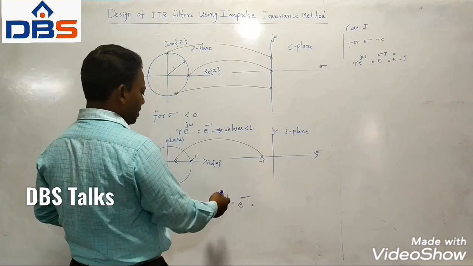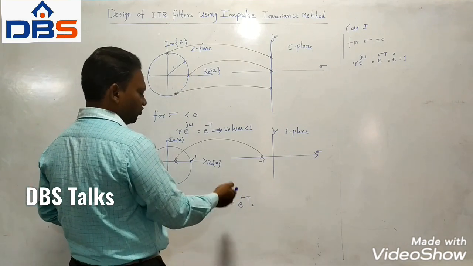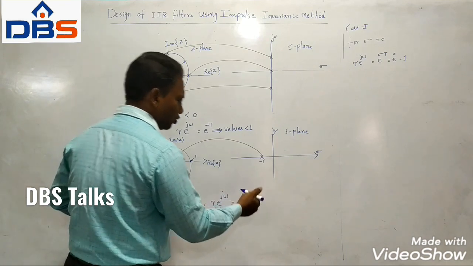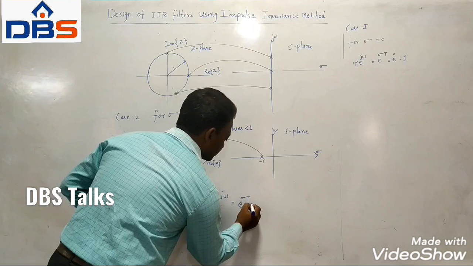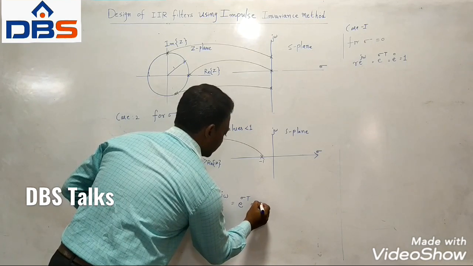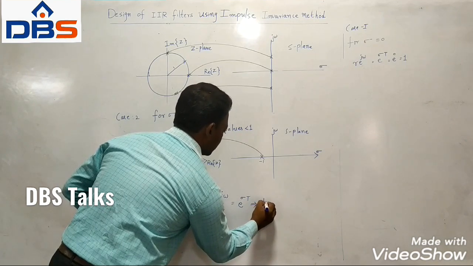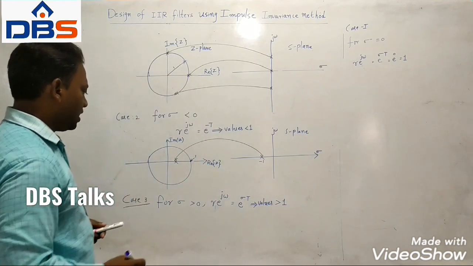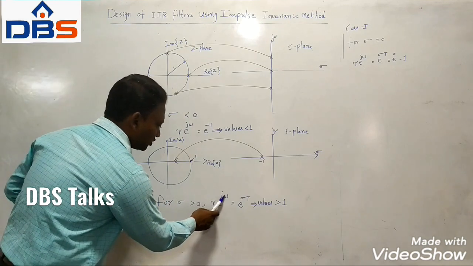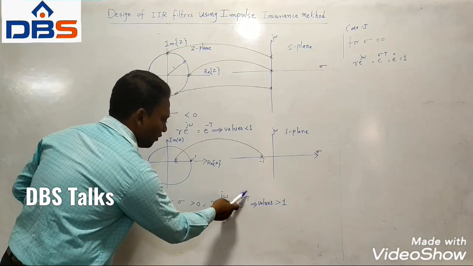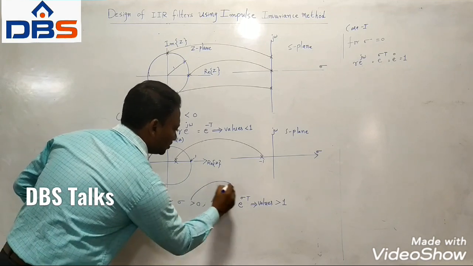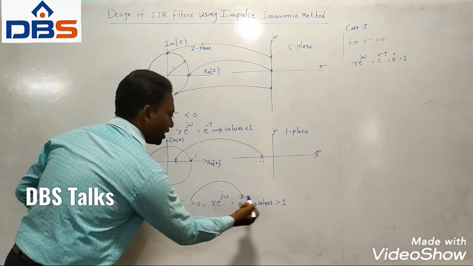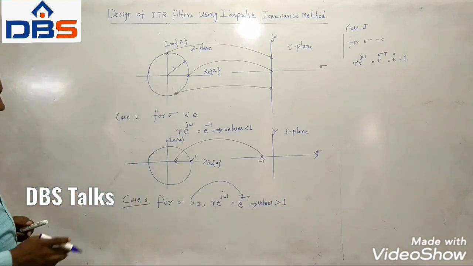Greater than 0 means you can take sigma as 1, sigma as 2, and so on. When sigma is 2, e power 2 is greater than 1 only. So all these values are greater than 1. It implies r into e power j omega is equal to e power sigma t. When sigma is greater than 0, you get the values of this r into e power j omega as greater than 1.